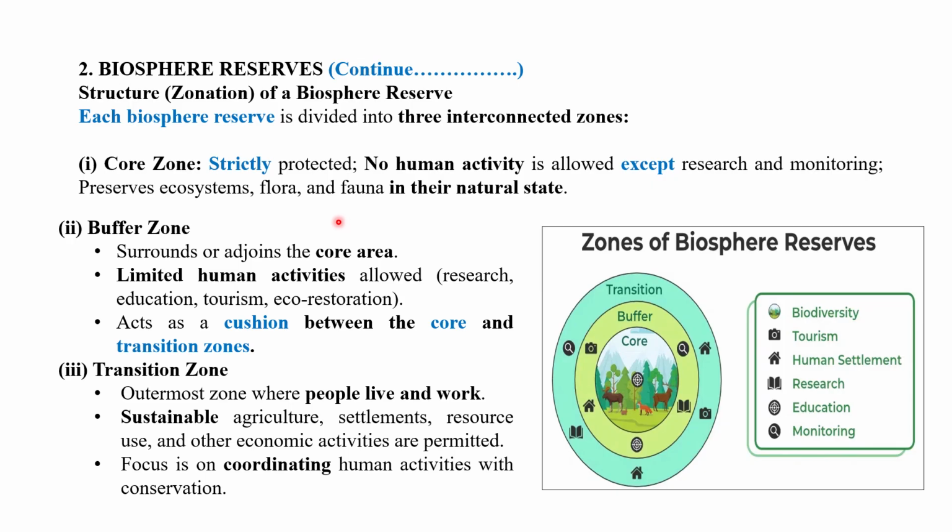Next, we can see under the biosphere reserves, the structure or zonation of biospheres. We shall talk about the various zones which are available in the biosphere reserves. Each biosphere reserve is divided into three interconnected areas. We shall discuss this figure diagram. So we can see the core zone is the central zone, then the buffer zone, then the transition zone.